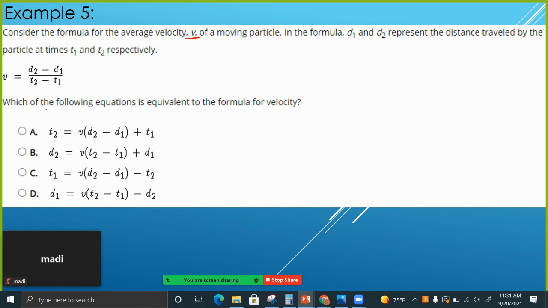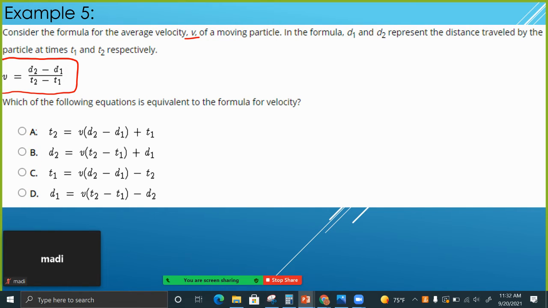So what they're asking us in this problem is which of these options, A, B, C, or D, is equivalent to the one above. So how do we even go about finding this? Well, notice that our options are different: A is T2 equals, B is D2 equals, and the next two are different as well. So we're going to do our best to quickly solve the original equation, V equals, for the other variables. Only one will match up with A, B, C, or D below.